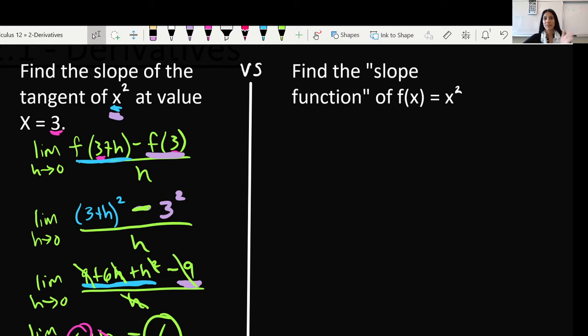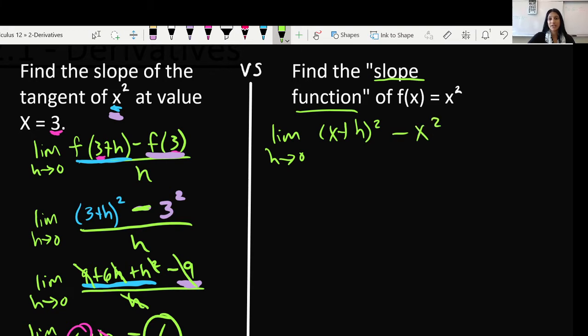Okay, so we're doing this so I can make a comparison to finding the slope function of f of x equals x squared. I want to show you the comparison. If we're now looking for the slope function, it's different than what I was asking for on the left side here. So let's take a look at how that shows up. We're still going to do this: the limit as h approaches 0 of x plus h squared minus x squared. I'm not filling in the 3 or any of the values that were given on the left. We're just looking for this generally when h is approaching 0.